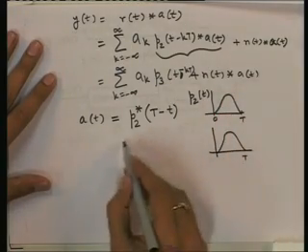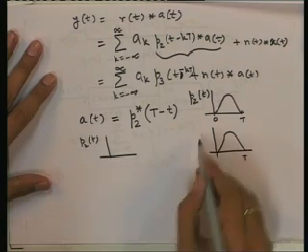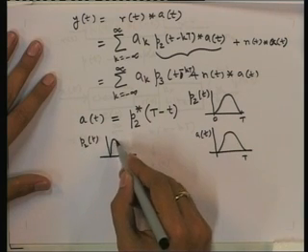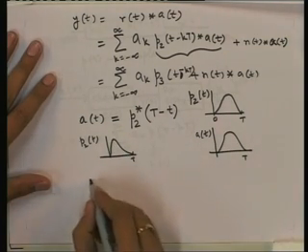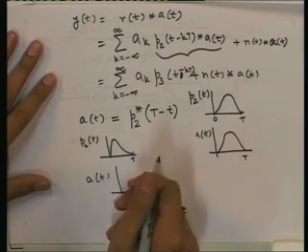On the other hand, if we take this kind of pulse, p2(t), and this is a(t), if we take for example this kind of pulse, then a(t) will be flipped.